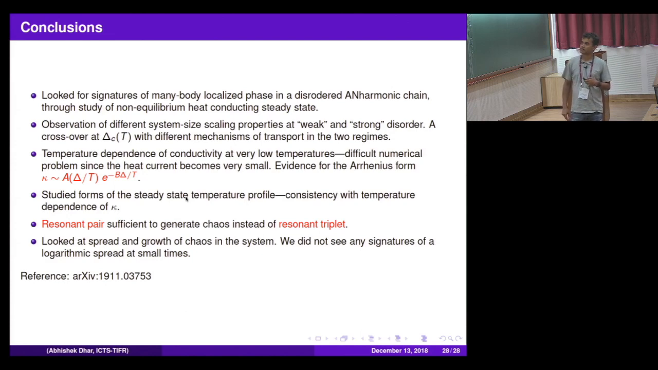Then we discussed these temperature profiles, which are interesting in these many-body and localized systems. One interesting result is that these resonant pairs are sufficient to generate chaos. You don't need a triplet. And the interesting question, of course, is whether you don't even need this resonant pair, and there's a weaker condition to generate chaos in the system. And this is the reference.